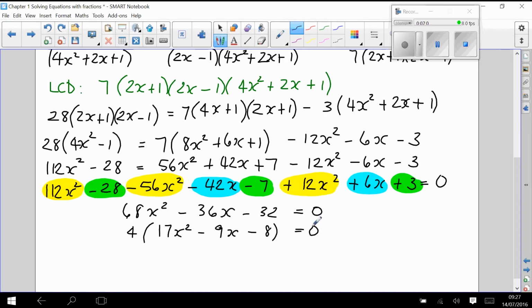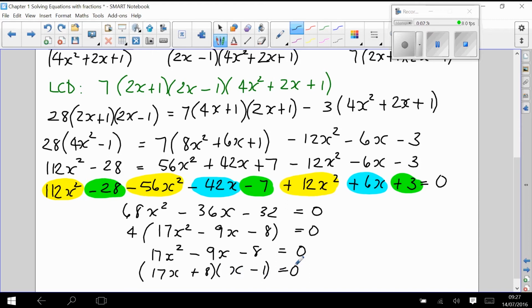Because 4 is a constant, I can divide both the left and the right-hand side by 4. On the left-hand side, it cancels out, and on the right-hand side, if I have 0 and I divide that by 4, I've still got 0. At this stage, you can see that there is a nice trinomial that I'm able to factorize. Factorizing this trinomial, I'm going to get two bracket factors. The first one is going to be 17x plus 8, and the second is going to be x minus 1.